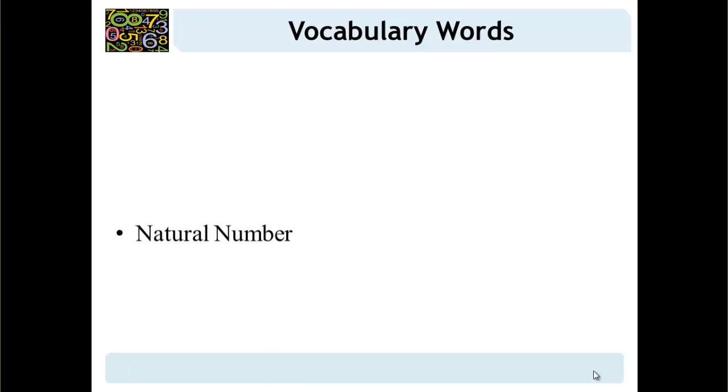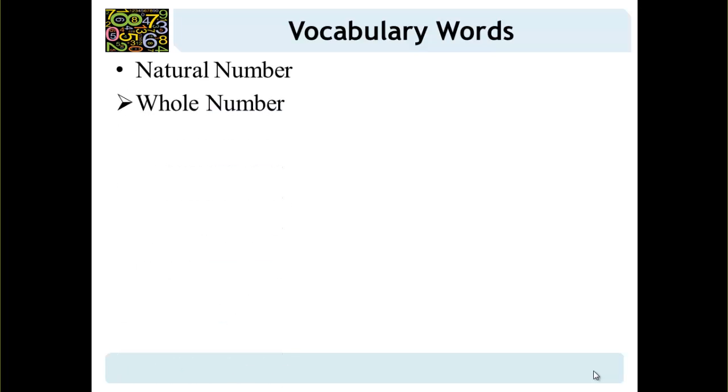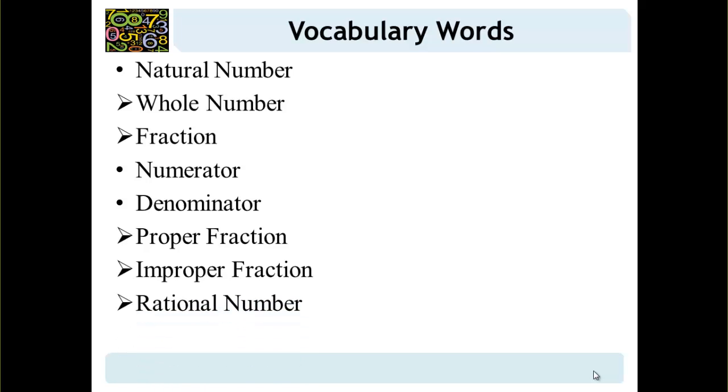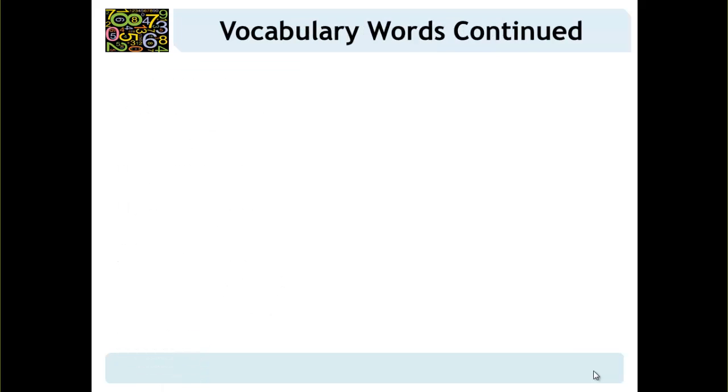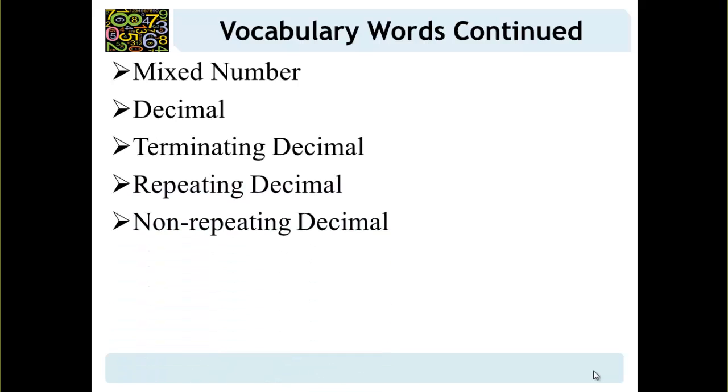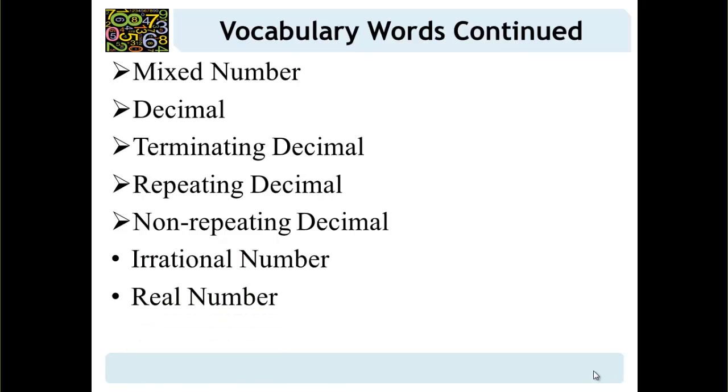What are the vocabulary words? Natural number, whole number, fraction, numerator, denominator, proper fraction, improper fraction, rational number, integer, mixed number, decimal, terminating decimal, repeating decimal, non-repeating decimal, irrational number, real number, and complex number.